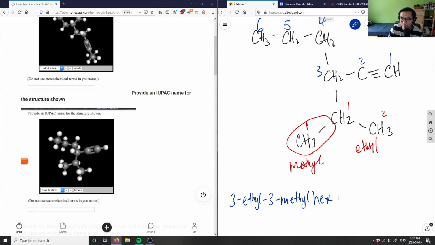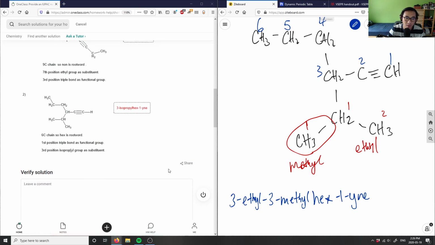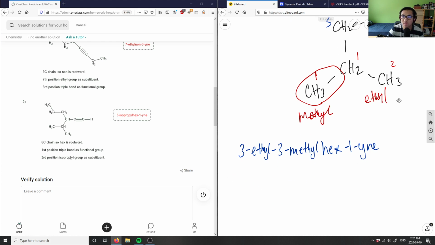Our triple bond here is a 1, so hex-1-yne here, or you can just write hexyne to insinuate that the triple bond is on carbon 1 here. So 3 ethyl, 3 methyl, hex-1-yne is our answer, or you could say 3 isopropyl hex-1-yne. So either one works.